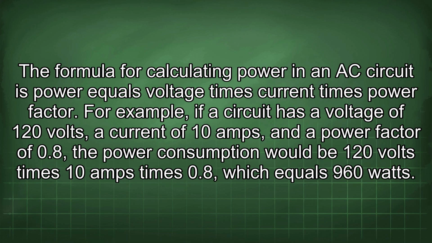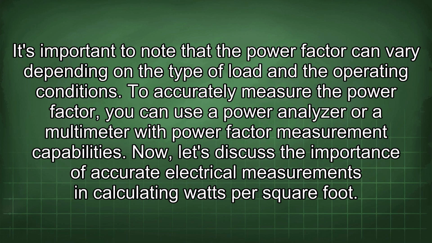For example, if a circuit has a voltage of 120 volts, a current of 10 amps, and a power factor of 0.8, the power consumption would be 120 volts times 10 amps times 0.8, which equals 960 watts. It's important to note that the power factor can vary depending on the type of load and the operating conditions. To accurately measure the power factor, you can use a power analyzer or a multimeter with power factor measurement capabilities.